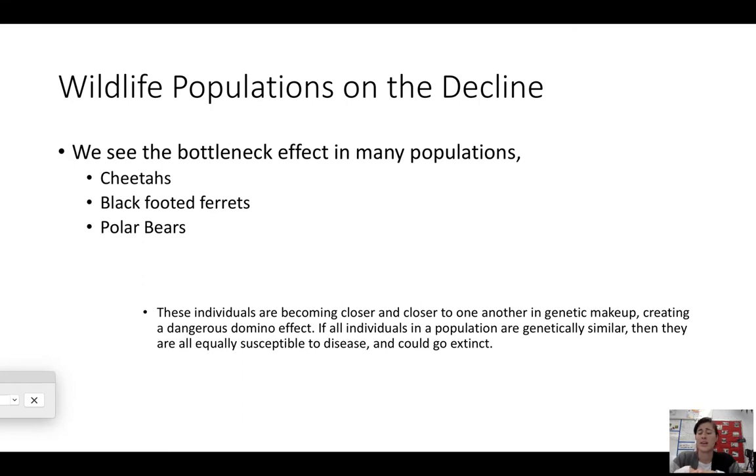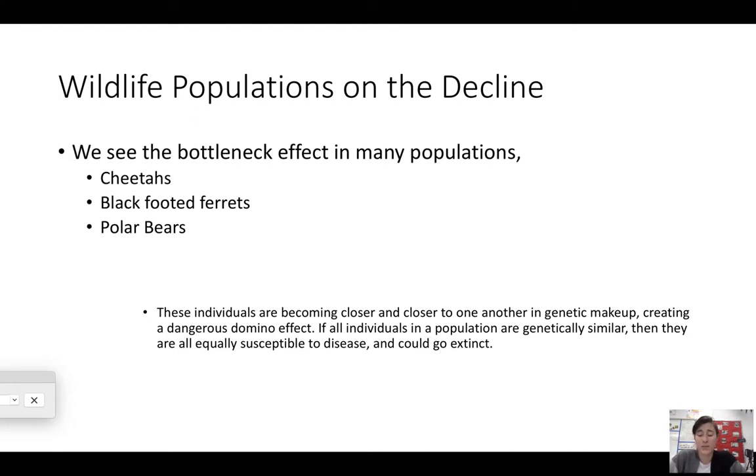So we see this bottleneck effect in a lot of populations. You might be familiar with cheetahs, black-footed ferrets, which we have here in Utah, and polar bears. Because there are so few of them left, they have to breed with one another, and usually they can be siblings or even mother and son, you know, they're just related to one another. But this can create a really dangerous domino effect because let's say one of these individuals gets a disease. Let's use parvo, for example. Black-footed ferrets are susceptible to parvo, which they get from the domestic dog population.